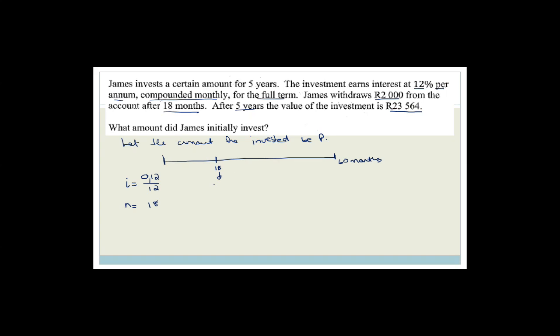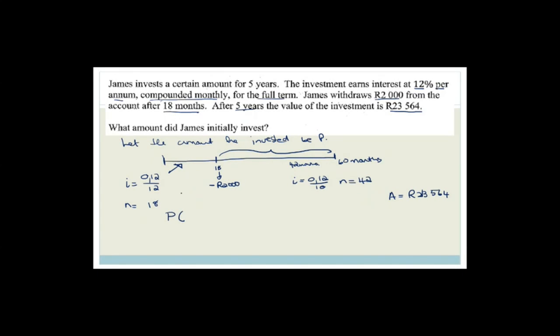And then he subtracts, we lose 2,000 Rand. And then we've got the rest of the 60 months, which is going to be 42 months. Okay, you with me? So for this bit here, we've got I is 0.12 over 12 for N equals 18. For this bit here, I is 0.112 over 12, but N is going to be 42, right? And the final investment, the amount out, is 23,564.